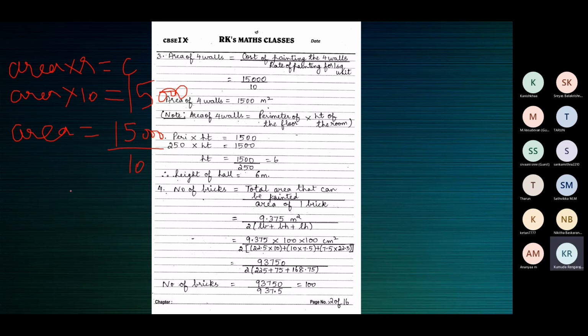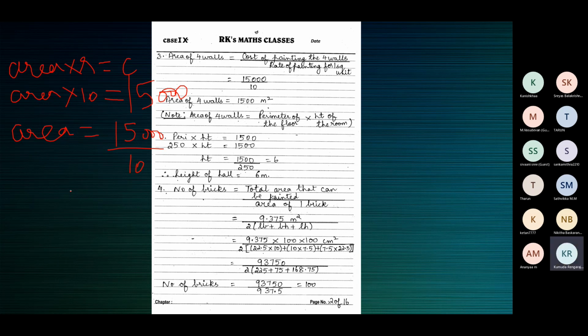The third one: if the cost of painting the 4 walls only is given, you will get the area of 4 walls. If the cost was given for painting the 4 walls and the ceiling, then you will get the area of the 4 walls and the ceiling. For whatever you have incurred the expenditure, that corresponding area you will get.